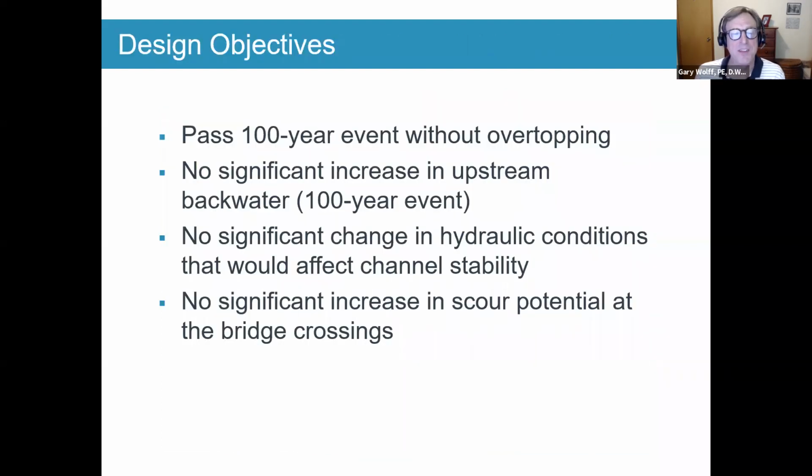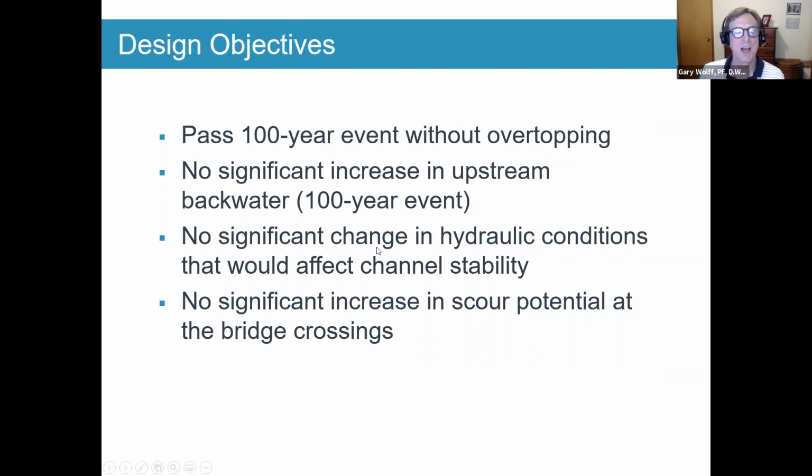Okay, so let's now move on to the design. So the objectives now are we want to pass the 100-year event without overtopping. We don't want to increase flooding upstream. That's another constraint. And we don't want to change hydraulic conditions significantly.